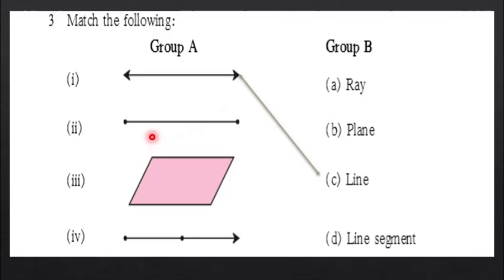Look at the second one. Now at both the ends, there are two dots. That means the ends are fixed. So it is a line segment. Next, it is very easy. It is a plane. And the last one, one end is fixed, the other end can be extended. So it is a ray.